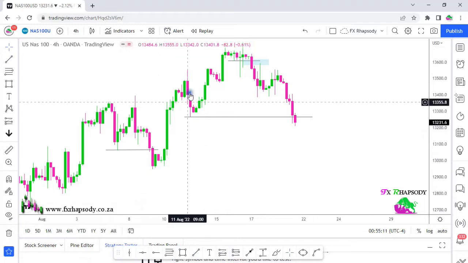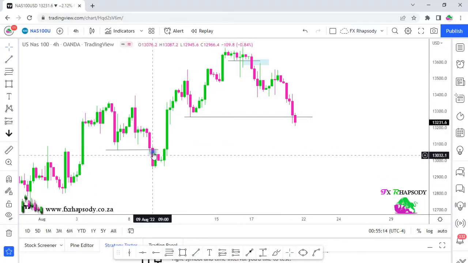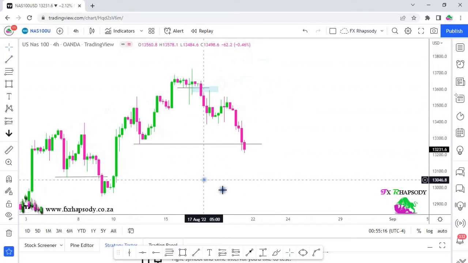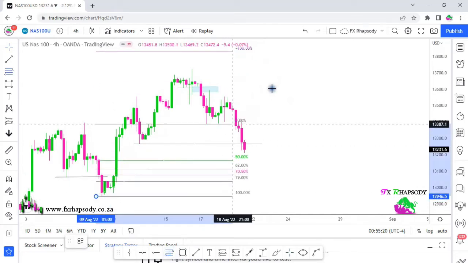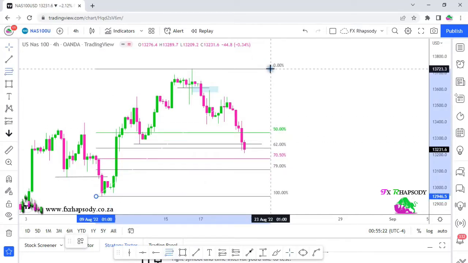And then we had a nice pullback. So it's this nice pullback, breaking that structure, and then we started pushing up. So will this happen again? If you take your Fibonacci from this swing low to that swing high, okay, we're doing that.